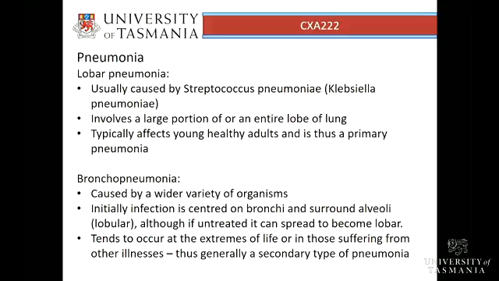Bronchopneumonia is caused by a much wider variety of organisms, can be viral as well. Generally you'll start with an infected bronchi and you'll see that lumen start to become inflamed, you'll see exudate within the lumen, and then the inflammatory cells will start to radiate out into the surrounding parenchyma, and it can become lobular, so you'll see patches of it, and it can progress onto full-blown lobar pneumonia as well. This tends to affect people in their extremes of life, so the really young.